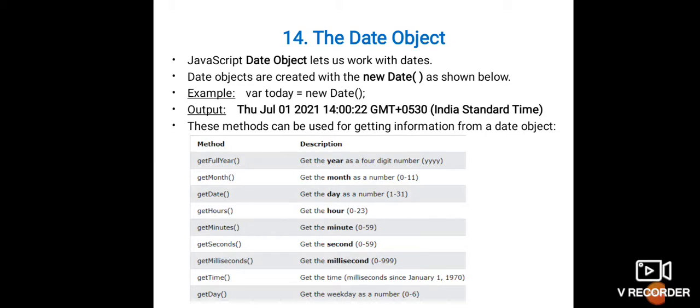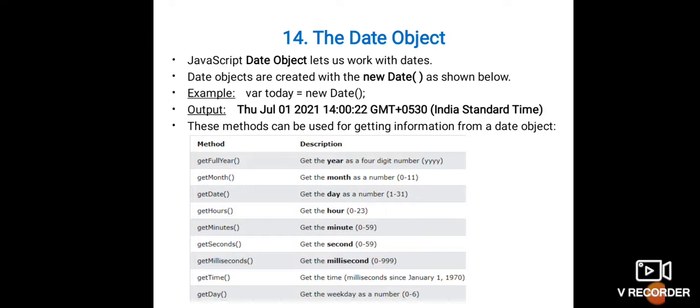Here new is an operator. With the help of that operator, we are going to create a date object, and Date is a constructor here. New is an operator and Date is a constructor. With the help of this, we are going to create a new date object. You can see in the example where var is used to declare the variable. Here the variable name today = new Date(). New is an operator, Date is a constructor. With the help of this, we are going to create a new date.